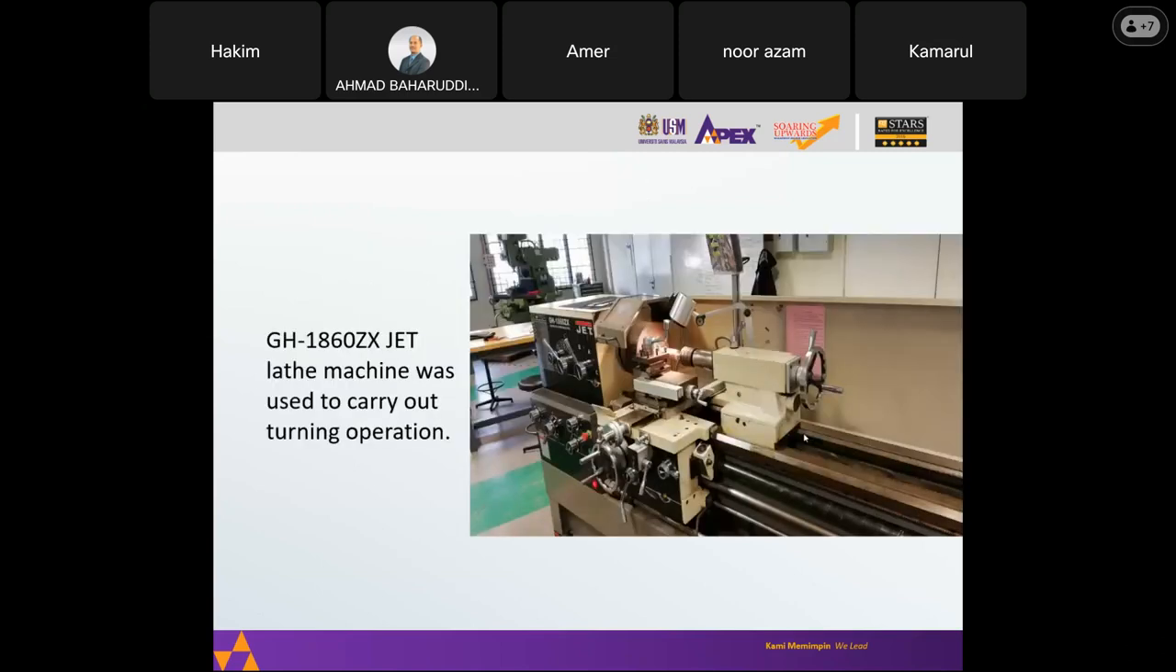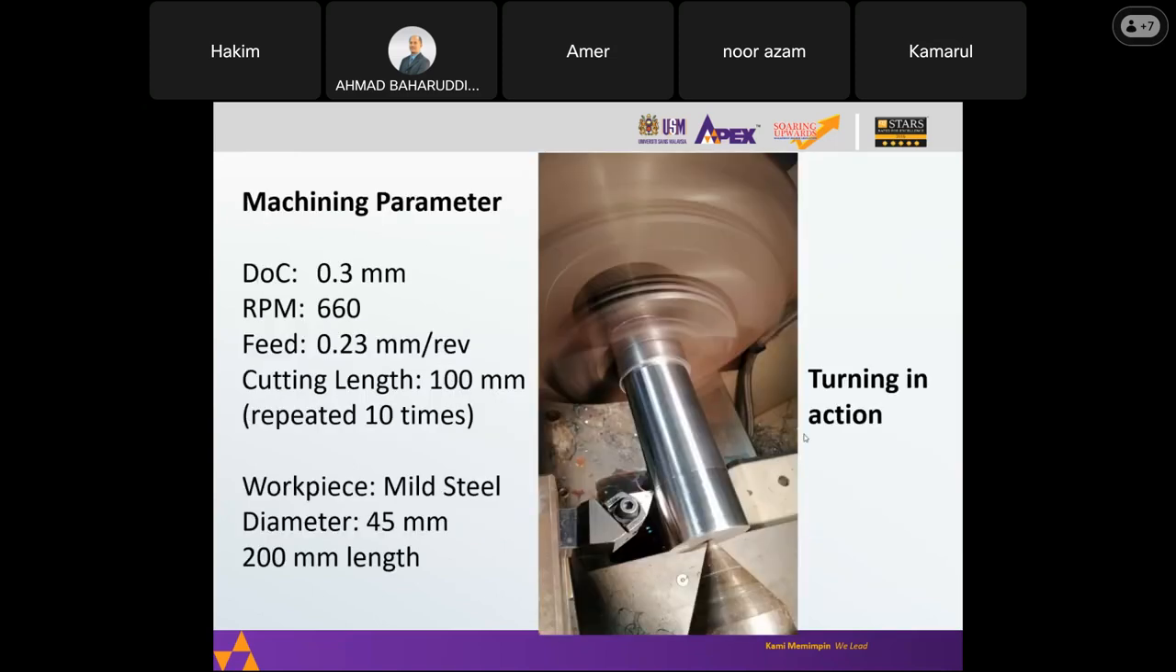So the result: this lathe machine, then the machining parameters. Workpiece is mild steel, diameter 45 mm, 100 mm length only. So this is the actual turning using the fabricated insert.